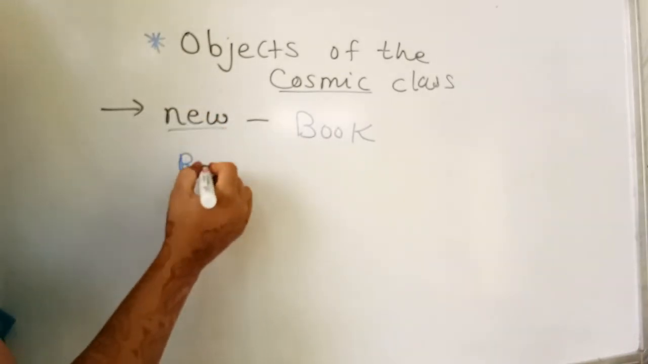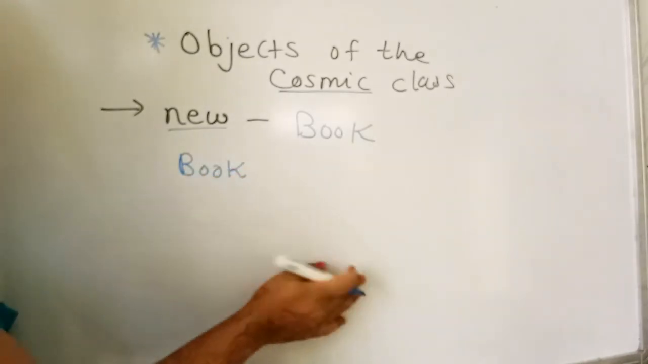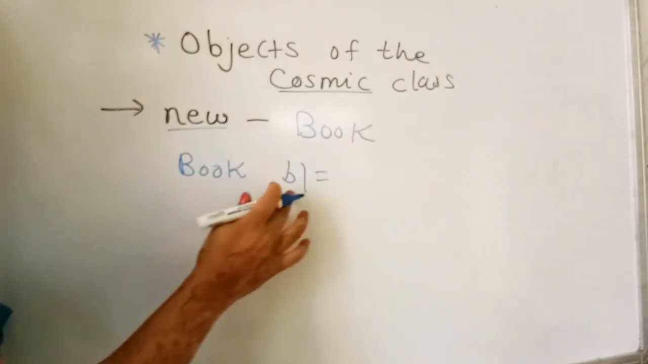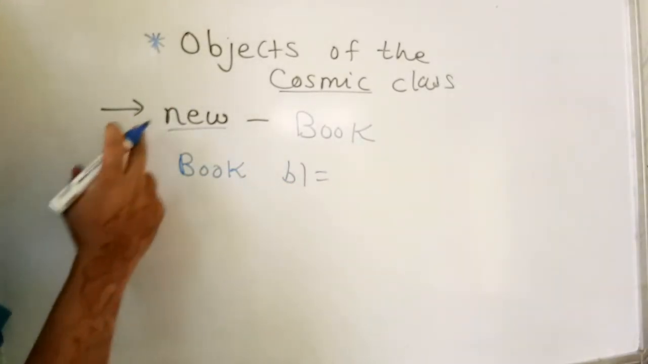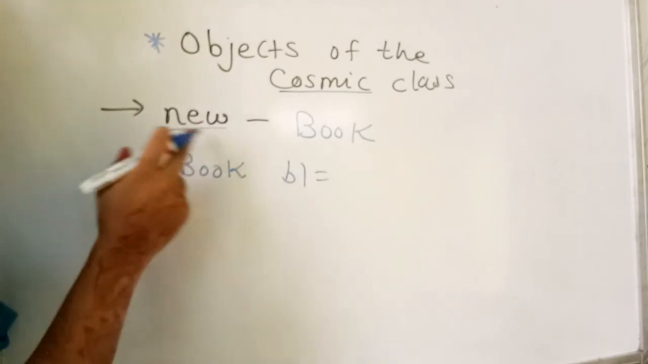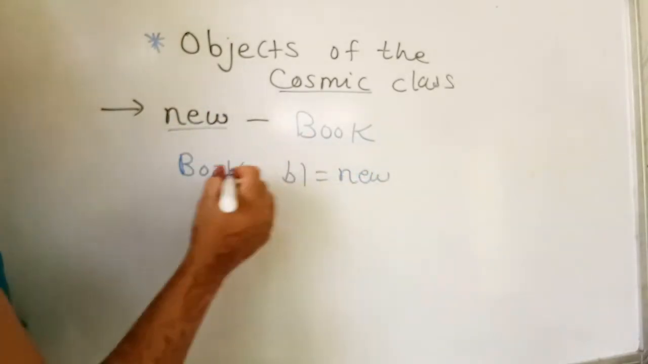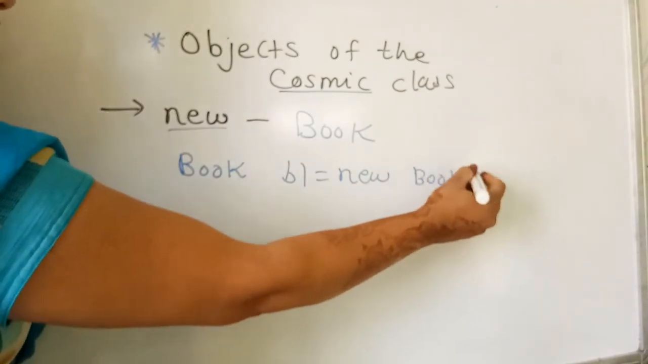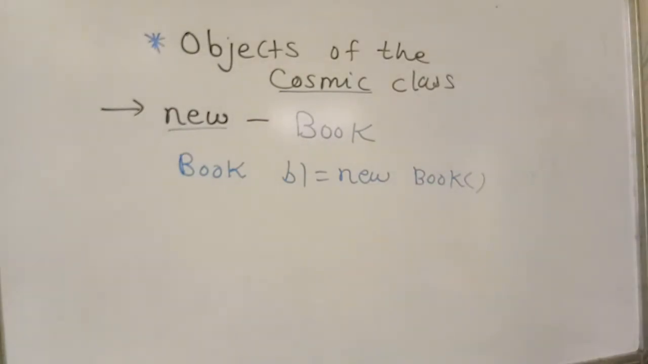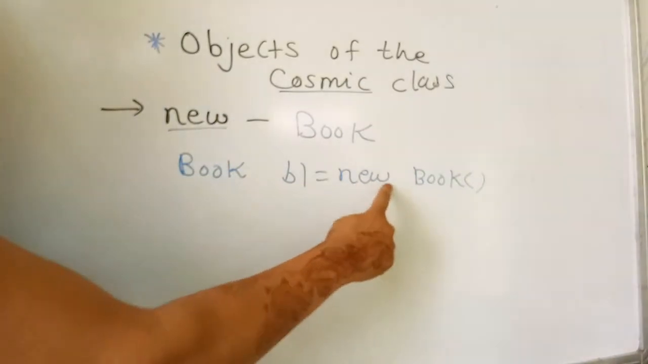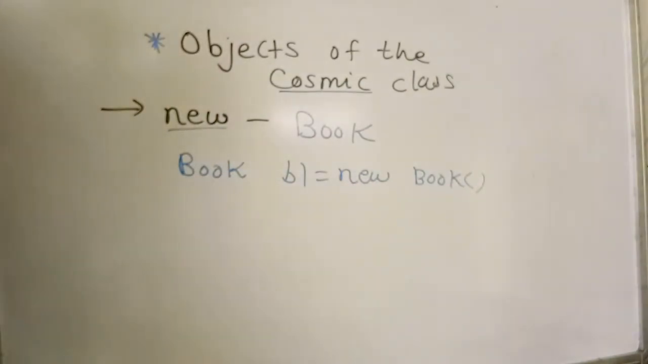How will it be accomplished? We take the class, give its object name, suppose it is b1, then you allocate the memory or create the instantiation of it by using the new operator, and again specify the class name. By this mechanism you can create the object of any class. So in this case, b1 is the object of the class book.